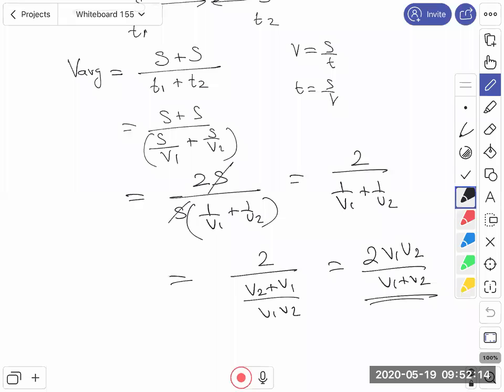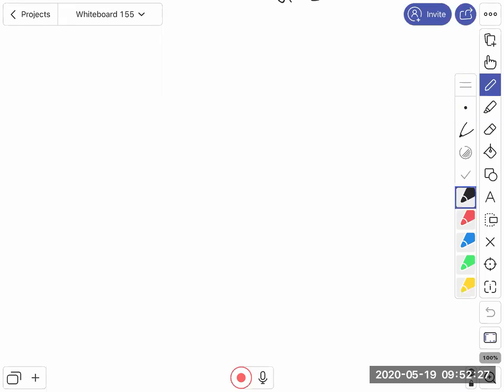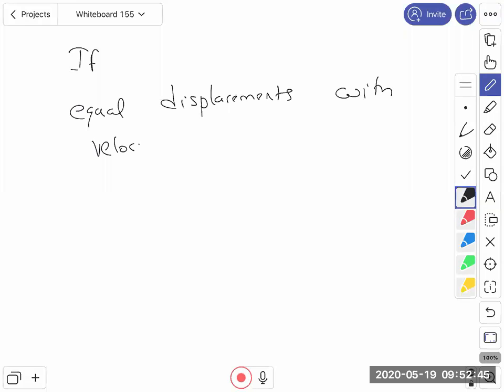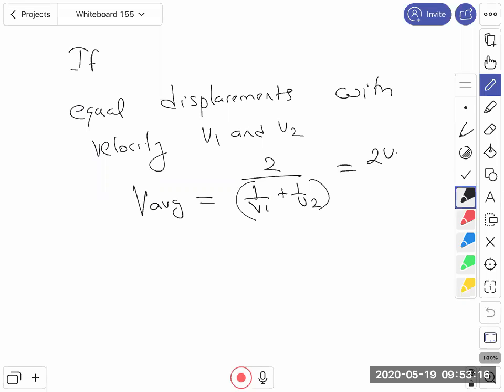So you can just write it down like notes. If a particle is traveling equal displacements with velocity v1 and v2, then average velocity, we can write v average will be equal to 2 divided by 1 by v1 plus 1 divided by v2, or you can write 2 v1 v2 divided by v1 plus v2.